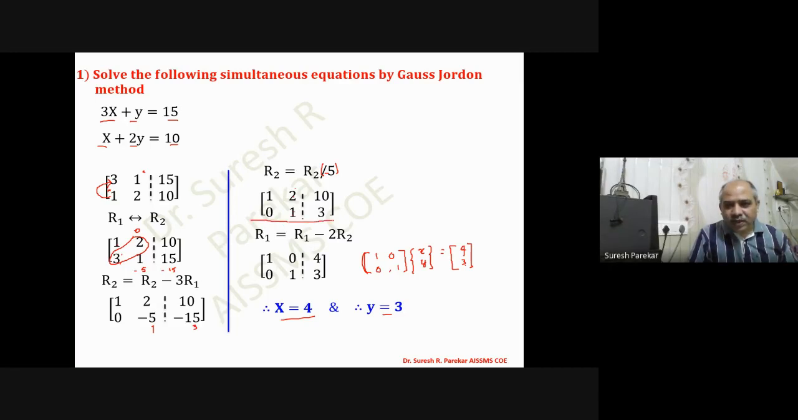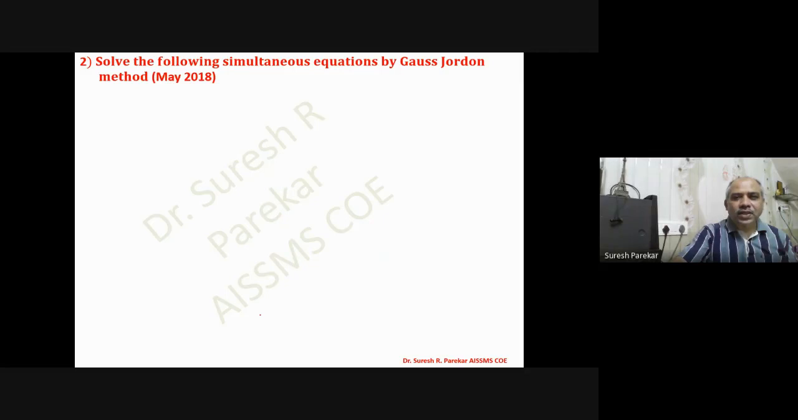You can see, if you go by the Cholesky method, then you have to solve till this portion only, because here you have made the upper triangle 0. So for the Gauss-Jordan method we have to go steps below it. Now you can see this was asked in May 2018 by the Gauss-Jordan method.